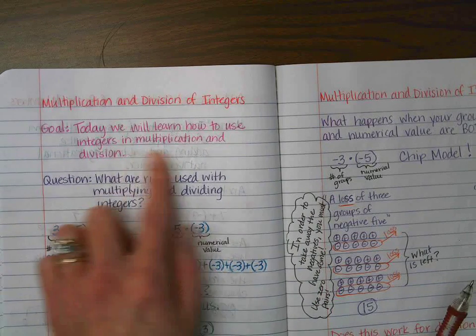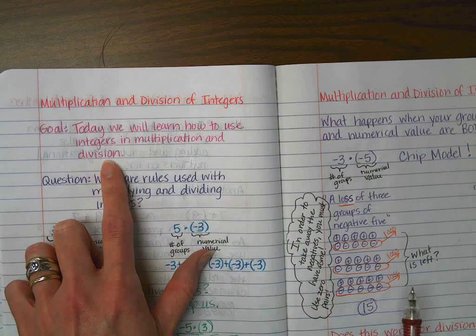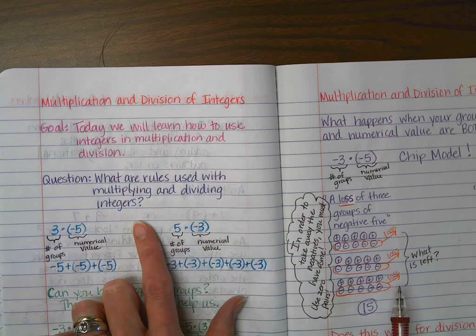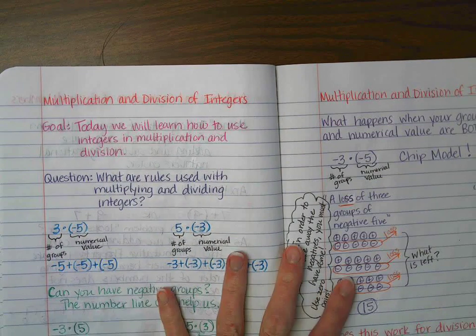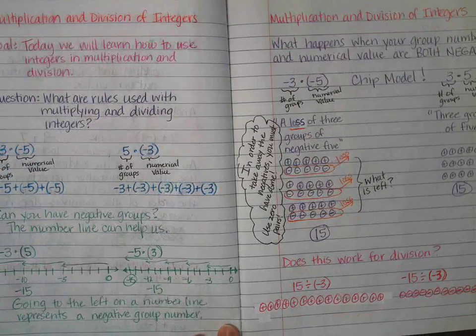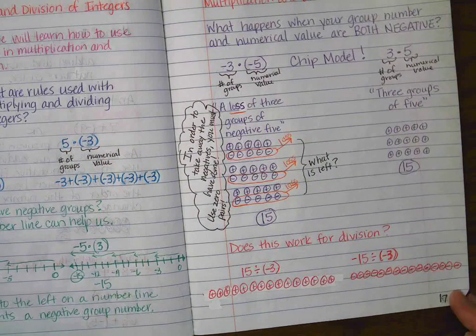So going back to our goal for the lesson, today we will learn how to use integers in multiplication and division. We're almost done with that goal. We'll finish it up in class tomorrow. What are the rules used with multiplying and dividing integers? I'm pretty sure you're set with multiplication, and we'll finish up with the division in class tomorrow.